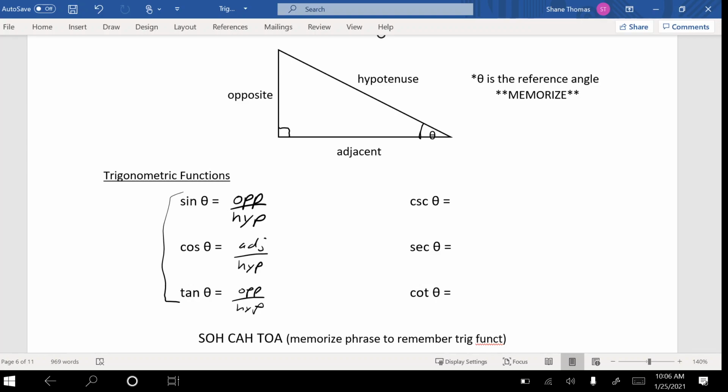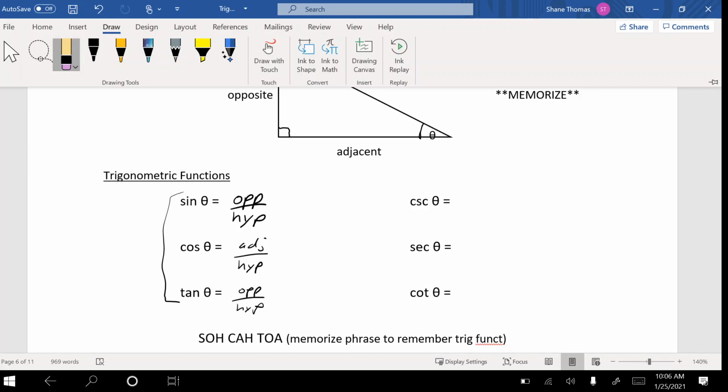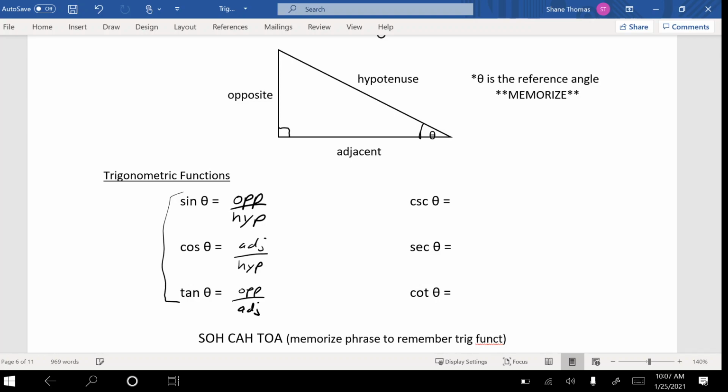Oh, sorry, adjacent. I wrote that wrong. Adjacent. My fault. Yep, adjacent, my bad. All right, so there we go. If you remember SOHCAHTOA, I'm telling you guys, that triangle and these 3: sine opposite over hypotenuse, cosine adjacent over hypotenuse, tangent opposite over adjacent. You remember SOHCAHTOA, you're in good shape.